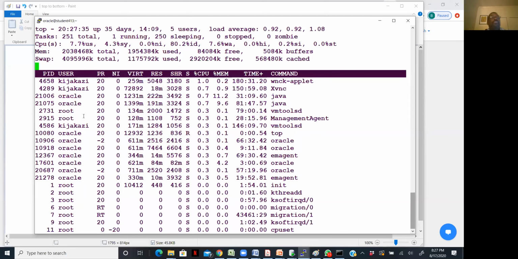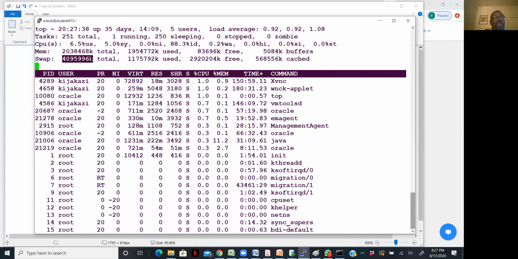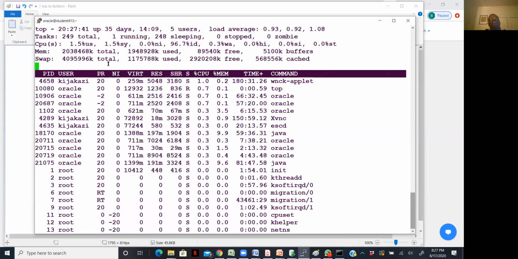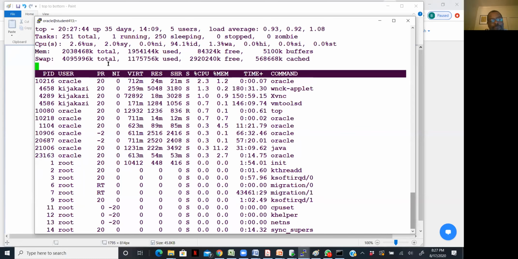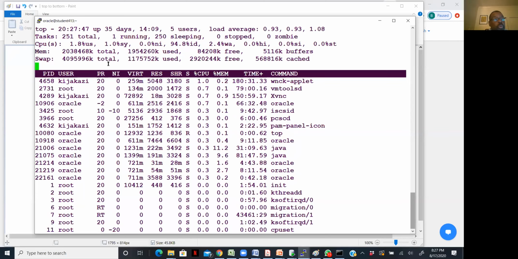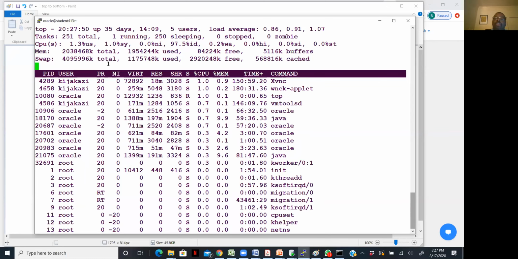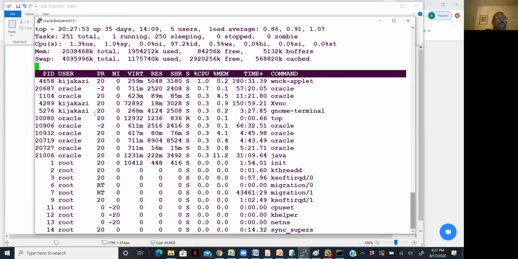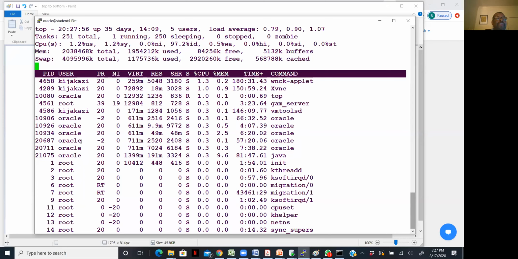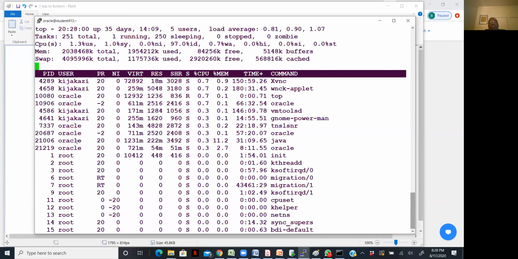You want to see how much swap space is being used. What is swapping? What is the swap space? What does that mean? Are we good? Yes, Prof. So you look at it, you're seeing all of this Oracle. How do you know which database has an issue? Because everything they are showing here is Oracle.